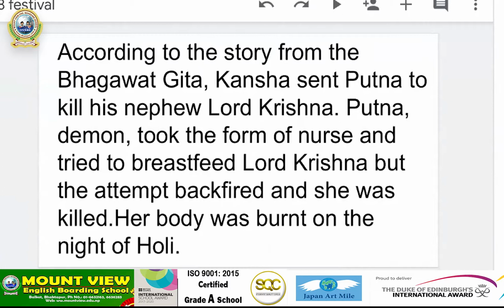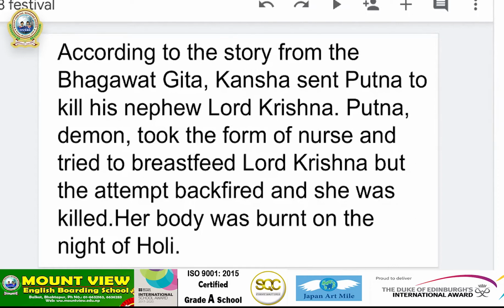He also wanted to rule the whole world, and someone told Kansa that he would be killed by his own nephew, Lord Krishna. That's why he also wanted to kill Lord Krishna, and he used Putna, who was also a demon, to kill Lord Krishna. Putna took the form of a nurse and tried to feed Lord Krishna in Vrindavan, but her plan backfired and she was killed, and her body was burned on the night of Holi. That's why Holi is celebrated.